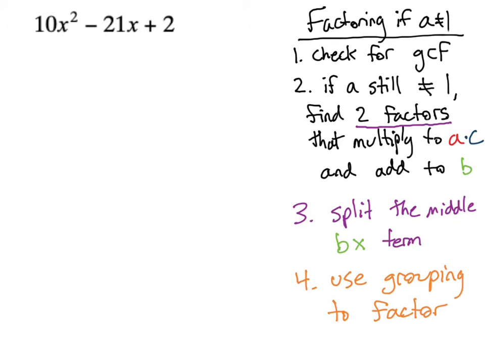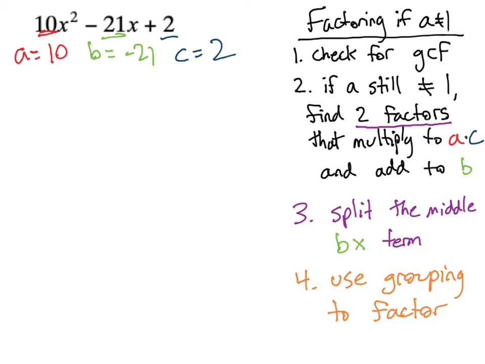Hey there, in this video we're looking at factoring trinomials in the case that our leading coefficient a is not equal to 1. For example, in this trinomial here, we've got a equal to 10, b equal to negative 21, and c equal to positive 2. Remember, those three coefficients, a, b, and c, are just the numerical part of these terms, not with the variables.